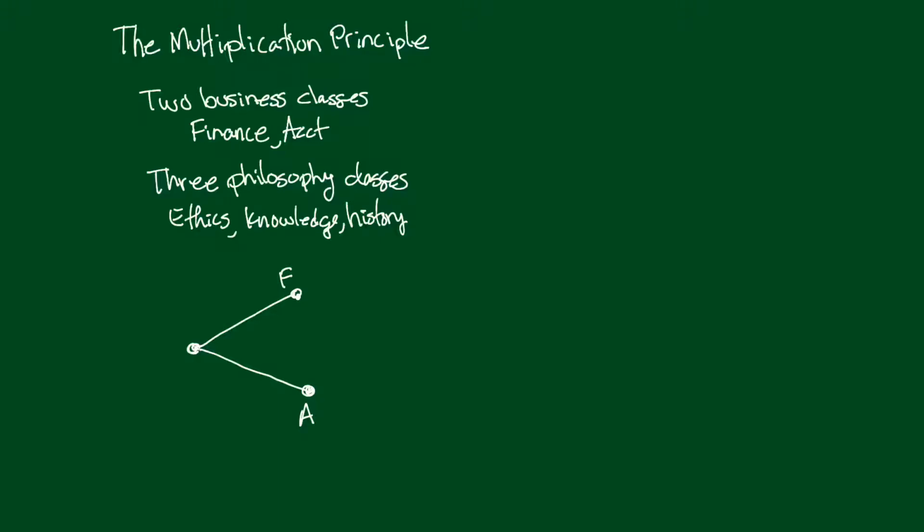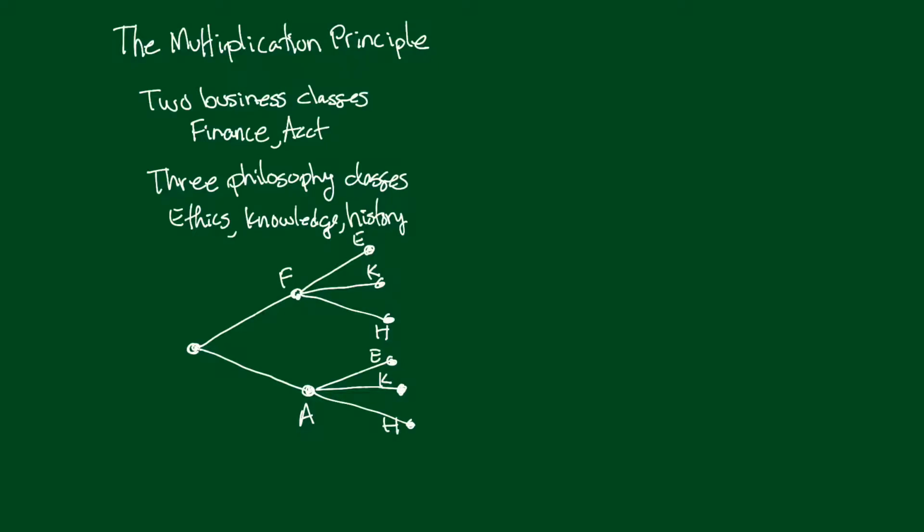Once I've settled on that decision, then I come to the philosophy classes. So what can we do here? Well, I've got three choices here. So I could take the ethics class, the knowledge class, or the history class. And the same down here. If we had taken accounting, suppose you choose accounting, well then you choose your philosophy class, so what could you do? You have three choices again. You could take ethics, you could take knowledge, and you could take history.